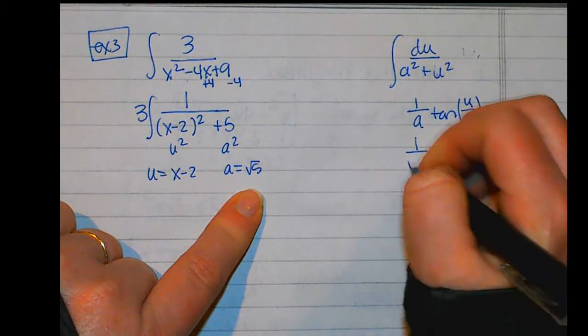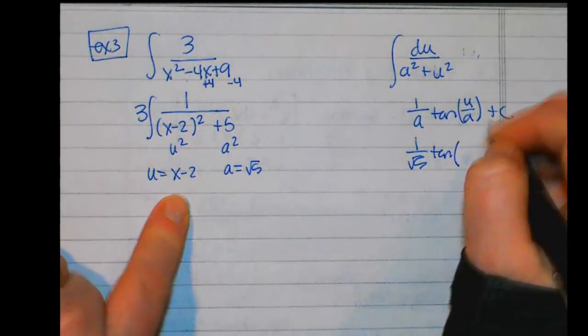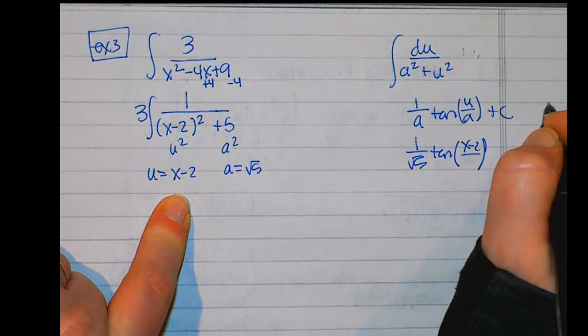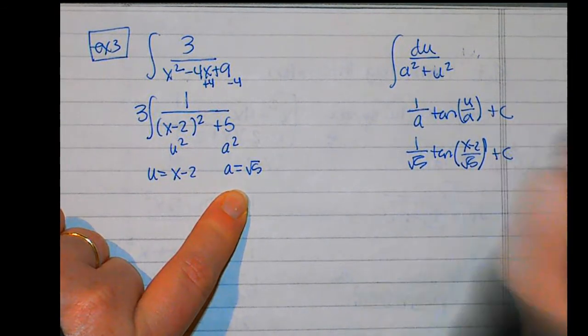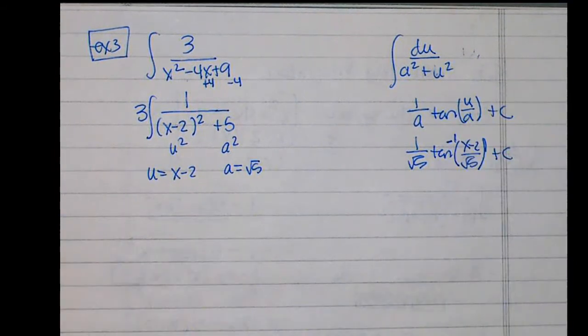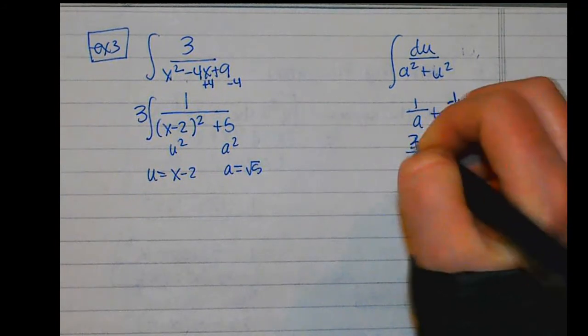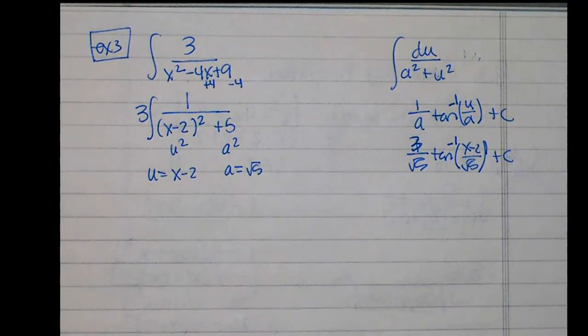All right, so then we just fill it in. We know a is the square root of 5. Tangent inverse of u, which is x minus 2, over a, again the square root of 5, plus c. Either write arctangent or tangent inverse. And I forgot my tangent inverse. Don't forget the tangent inverse, Leland. Oh, and the 3. The 3 up here. 3, 3. Thank you. So this one's way more straightforward. Don't forget the 3.